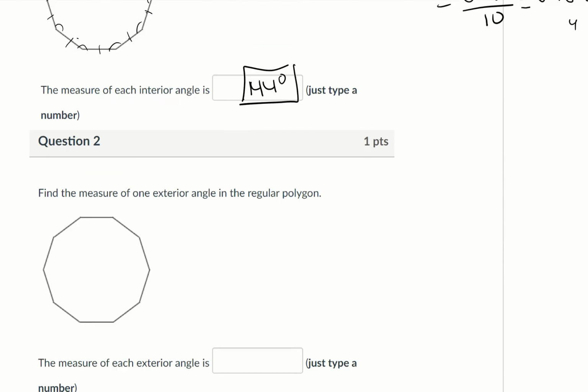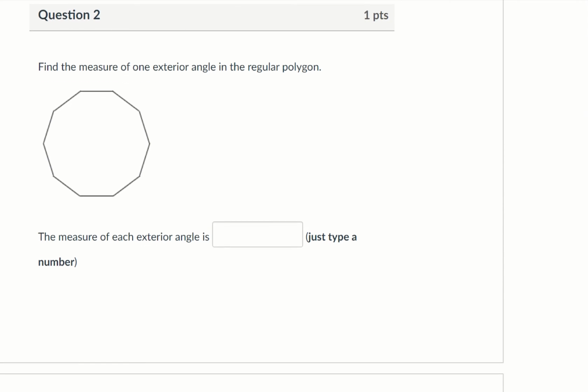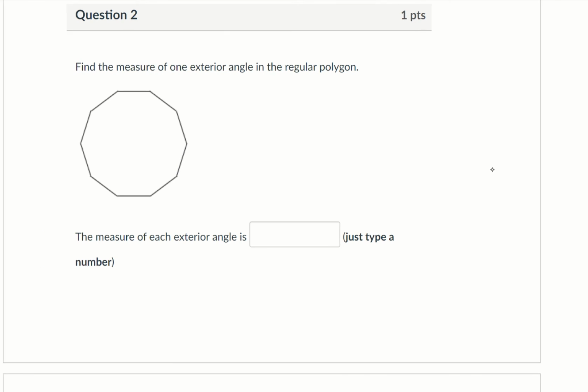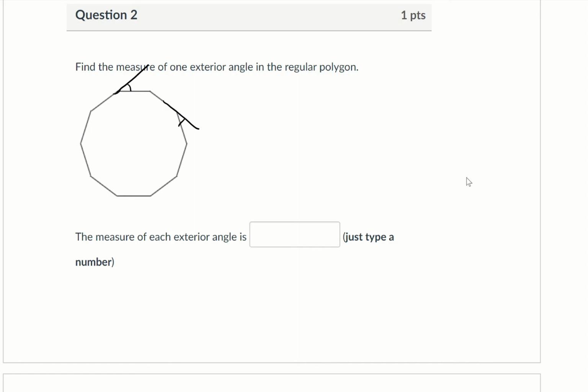All right, for the next question, find the measure of one exterior angle in the regular polygon. This time we're looking at the exterior angles, for example, what that angle is here, what that angle is here, and so on. You can continue this and get all these angles. If we add up all these angles, we're going to get 360 degrees for any polygon.